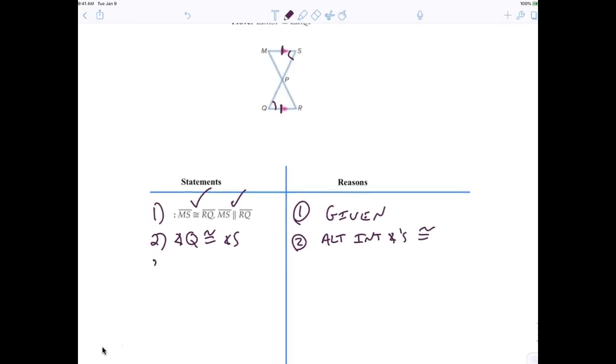He said number 3, angle SPM is congruent to what? I didn't hear you. RPQ. That's the vertical angle theorem. All right, so now we can mark it. This is congruent to this.